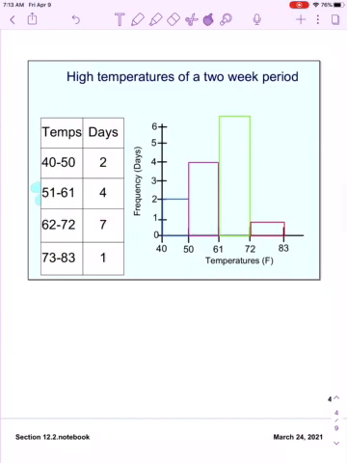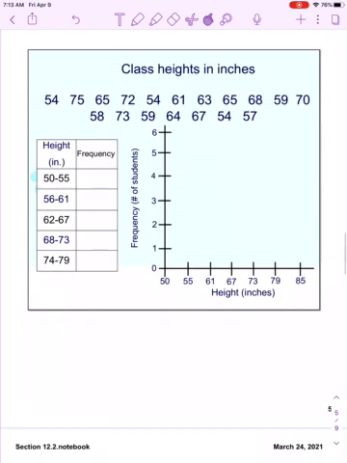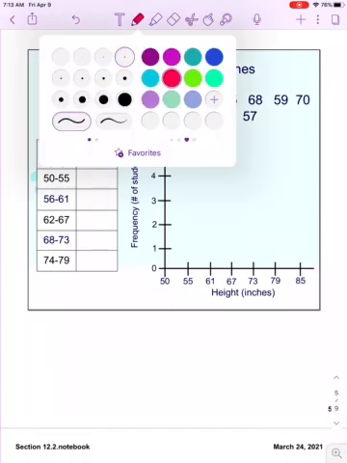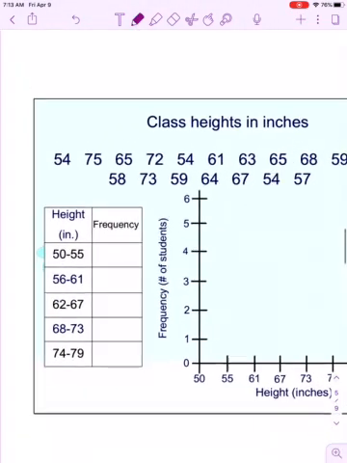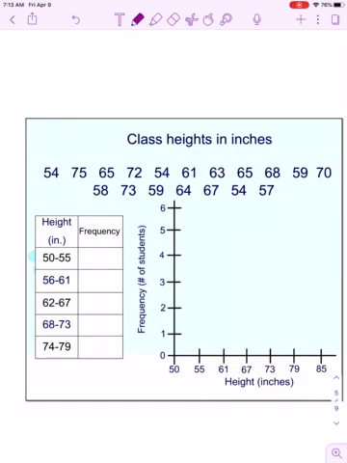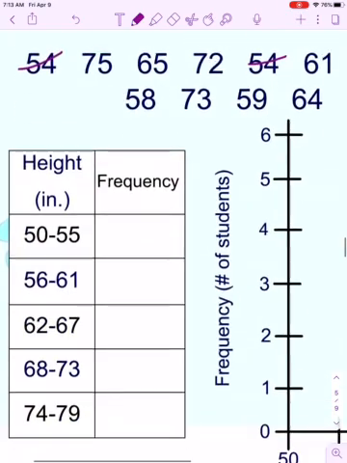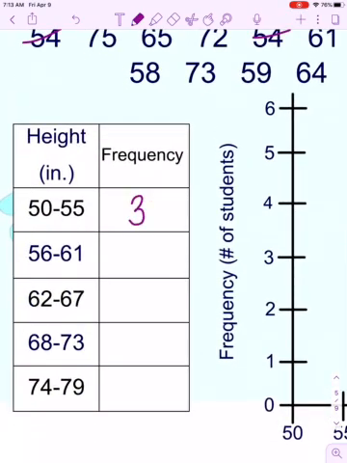Now what we're going to do is we are given the classes, but we have to find the frequencies first, and then we're going to make our histogram. So we're just building. We're just doing a little bit more each time. So 50 to 55. Okay, so I have 1, 2, 3. I think that's it. So there were 3 in that category.